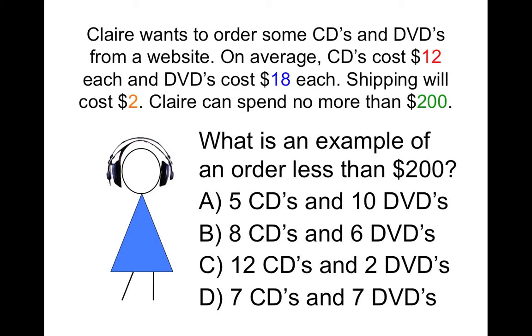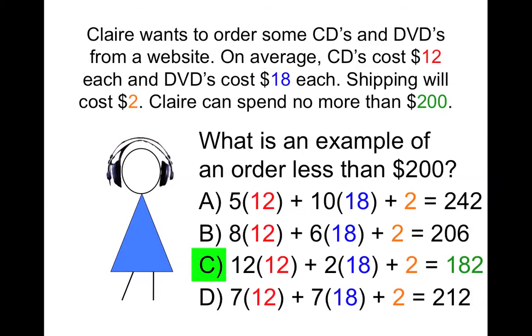So which combination of CDs and DVDs is an example of an order that will add up to less than $200, including shipping? The only order less than $200 is 12 CDs and 2 DVDs. If we find the cost of each order, like this, choice C is the only one that adds up to less than $200. So Claire thinks to herself, it would be nice to have a picture of this situation so she could easily see if certain combinations of CDs and DVDs are within her budget.